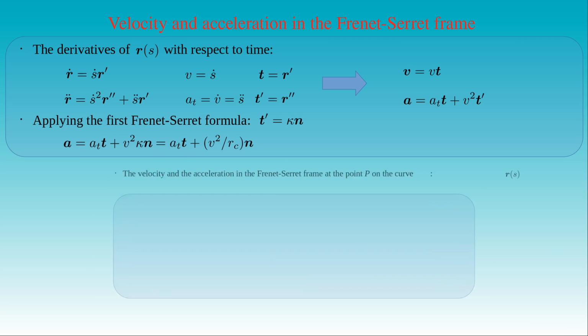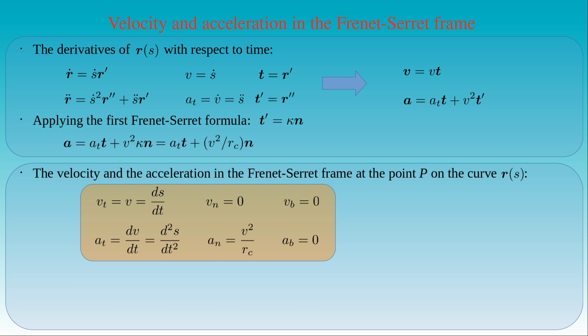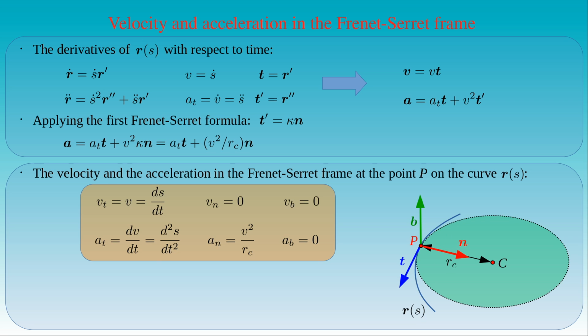Then the velocity and the acceleration in the Frenet-Serret frame at the point P on the curve R_s are the following. The tangential component of the velocity is equal to the time derivative of the arc length, and it has no normal and binormal components. The tangential component of the acceleration is the time derivative of the speed, or the second order time derivative of the arc length. The normal component of the acceleration is equal to the ratio of the speed squared to the curvature radius of the path measured at the position of the body. The binormal component of the acceleration vanishes. In the figure we can see the curve R_s with the Frenet-Serret frame at the point P, and the osculating circle with the radius R_c.